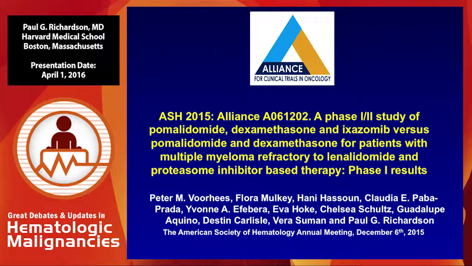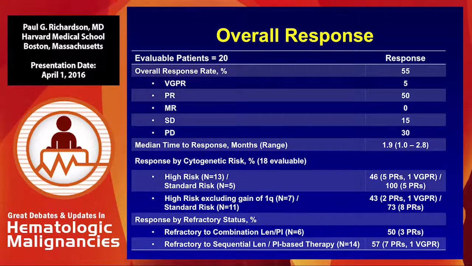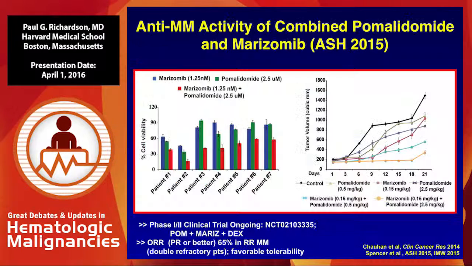I especially want to acknowledge my colleague Pete Voorhees, who led this study of ixazomib plus POM in the Alliance. Pete's been an extraordinary force in the Alliance, a great contributor. And the bottom line is what Pete showed at ASH as an oral session was a very high response rate to this all-oral regimen in double refractory patients. So this is very exciting, and it's now going forward in the intergroup mechanism into a randomized phase 2-3 to hopefully get some form of approval platform for ixazomib POM.